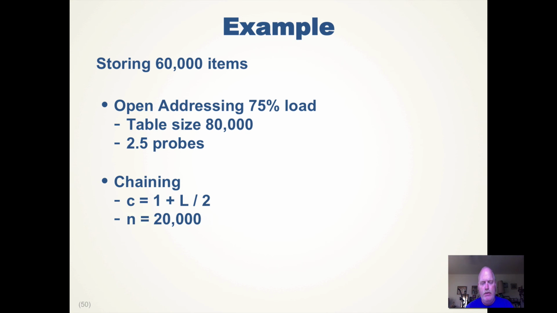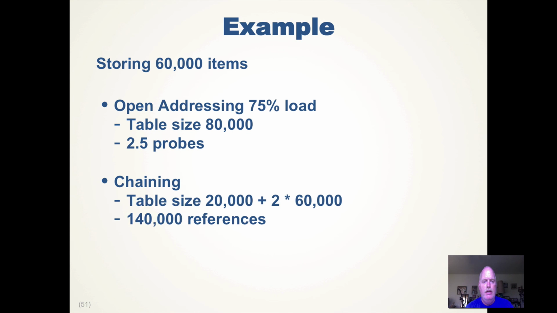So we need 20,000 entries for our chaining table to have the same probe number. So it has the same performance as our open addressing. But now we have a table size of 20,000. So now we need to calculate how many references we need. So it's 20,000 times 2 times the load factor, right? Because we're going to have 60,000 things in our linked lists, and each linked list node has 2 references. So 2 times 60,000. So we need 140,000 references, which is 175% bigger.